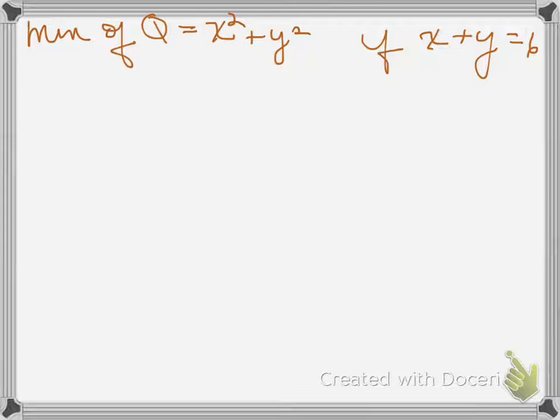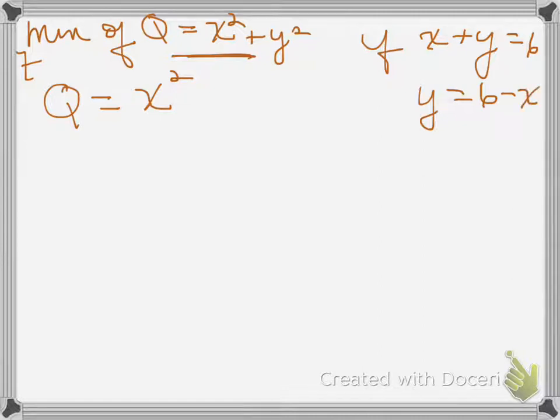Okay, in question number 7, it says find the minimum of q, and q equals x squared plus y squared, if x plus y equals 6. Okay, so we know the drill. Take your objective function, which is what you have to find the minimum of. So I have q equals x squared plus y squared, but let's replace the y. So what's y equal? Looks like it's 6 minus x. So it's x squared plus (6 minus x) squared.